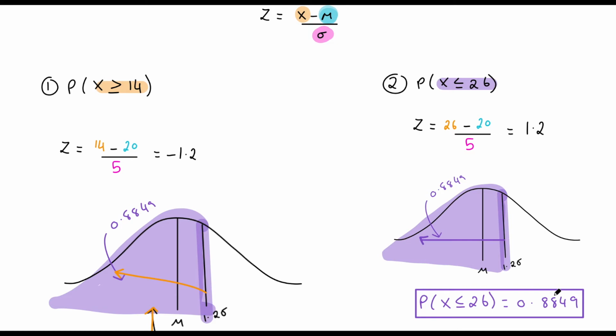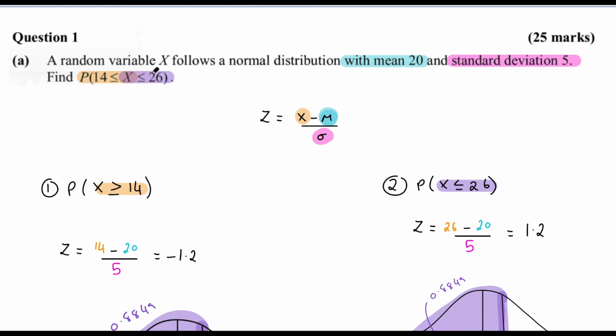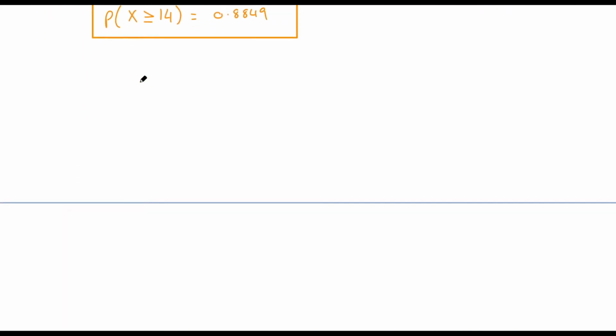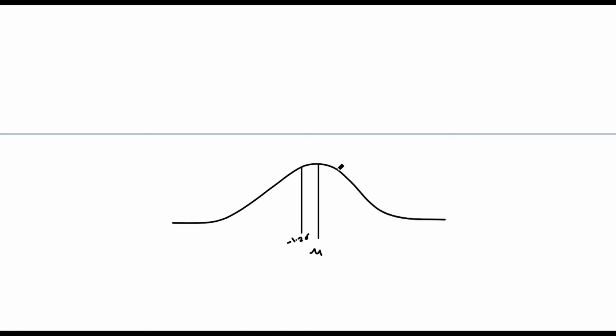But the final part of the question is find the probability that x exists between 14 and 26. So that's going to need a sketch. That's going to need us to think about what's going on. So I'm going to draw my bell curve as accurately as I can. It doesn't have to be perfect, but it has to give you good symmetry enough so that you can talk about what's going on. There's my mean, and then I'm dealing with minus 1.2 standard deviations below, and I'm dealing with 1.2 standard deviations above. And I'm interested in the region in between. I'm interested in this pink region.